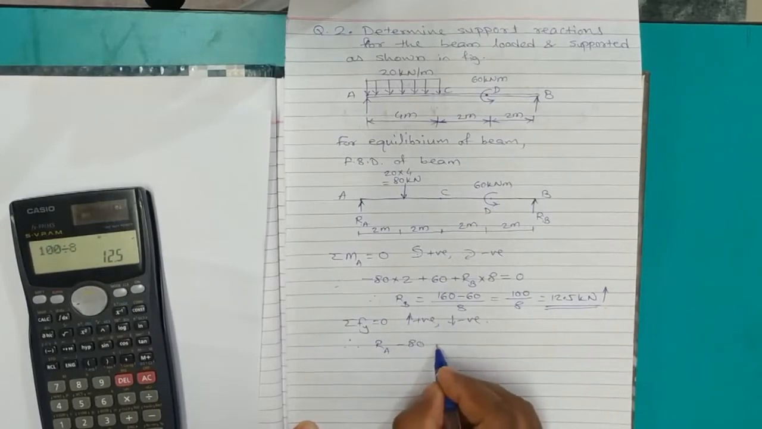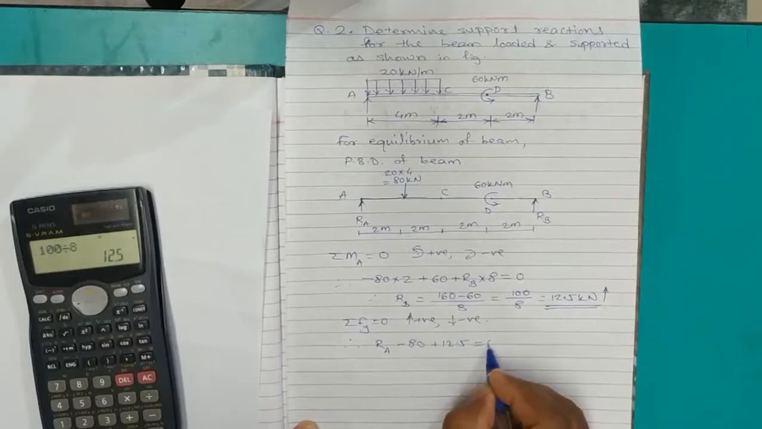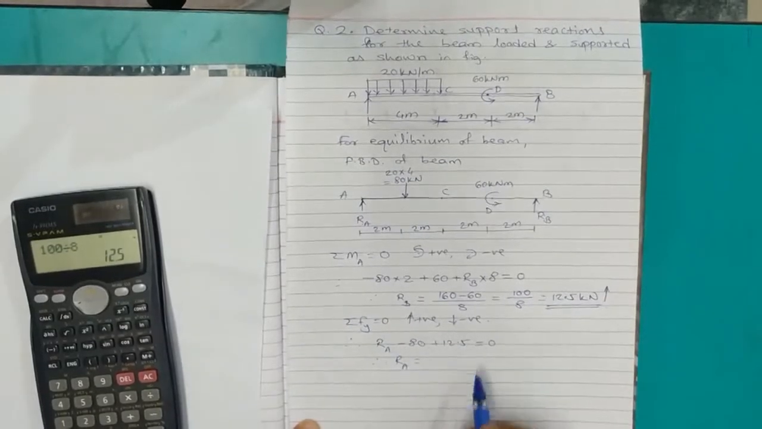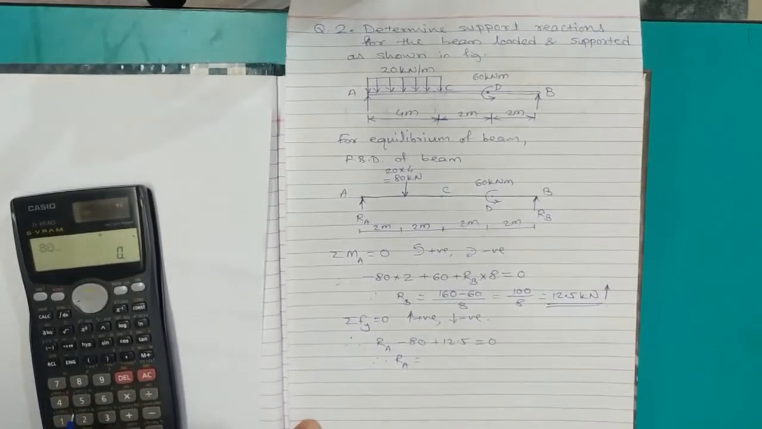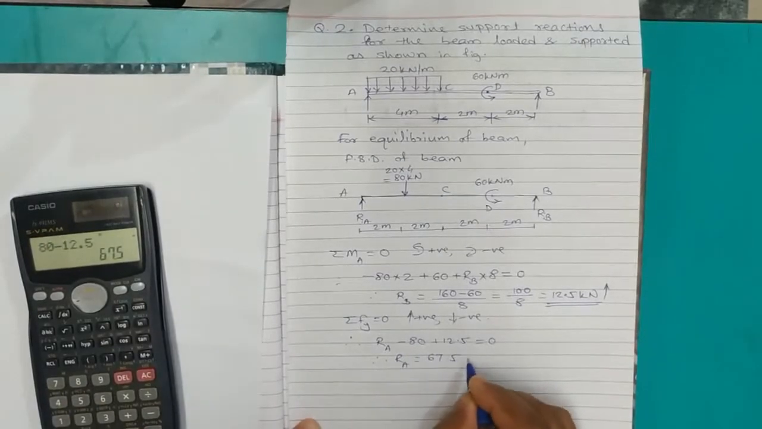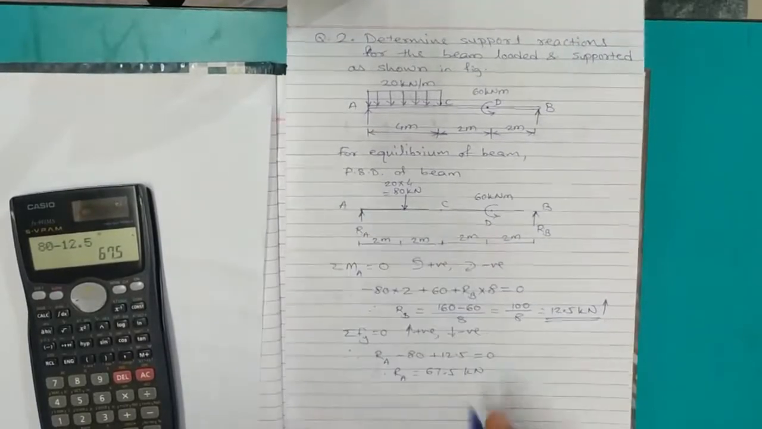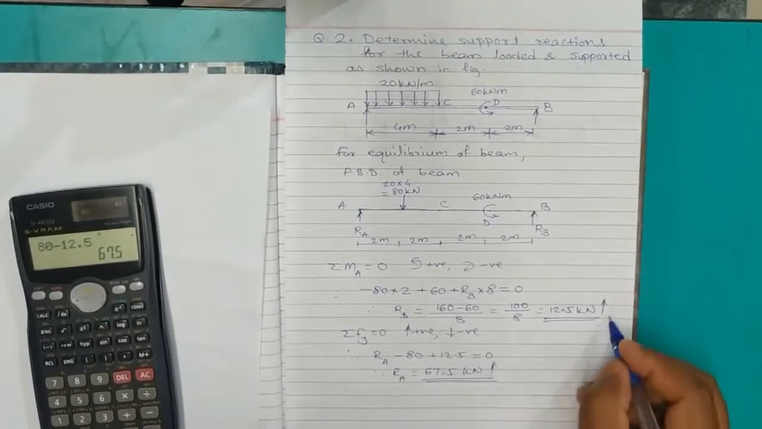and what remains is RB, which we have calculated as 12.5. It is upward, so taken positive, equals 0. So RA is simply equal to 80 minus 12.5, which is 67.5 kilonewton. RA is positive, we have taken RA in the upward direction, so that assumed direction is correct. So these are our answers.